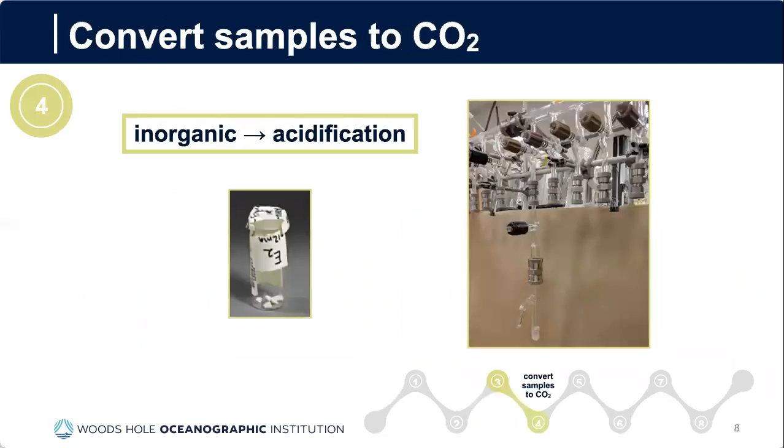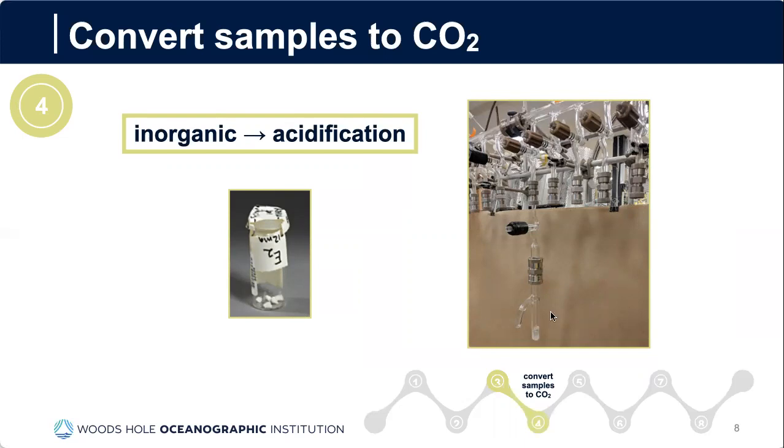The first step of our sample processing is to convert the carbon in the sample to carbon dioxide, or CO2. And that is done a little differently for different sample types, but briefly for inorganic or carbonate samples, such as the pieces of coral shown here, we acidify these samples with phosphoric acid, which converts the carbonate to CO2.